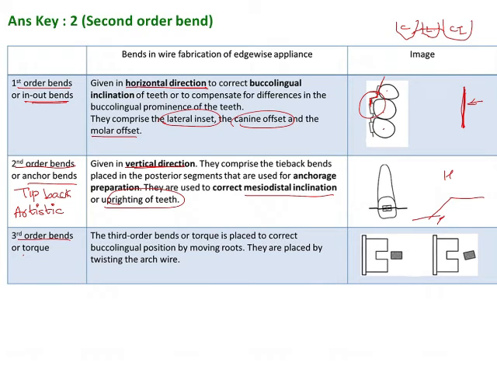The third type of bends are torque bends. This is done by placing a twist in the wire. Here you see the wire is flat, there's no twist. And here, you see the wire has been twisted. This is done to express torque, that is, the buccolingual inclination of the root, or correcting the root position. To do that, the torque is placed in the wire, that is, a twist is placed in the wire.